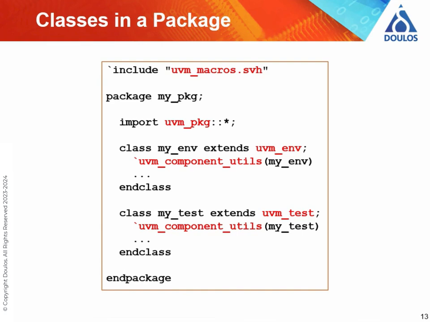We make that so by wildcard importing the contents of the package called UVM package, which is where all of the declarations of the UVM classes can be found. We also called some UVM macros. These are defined in a file called uvmmacros.svh, so this needs to be included too.